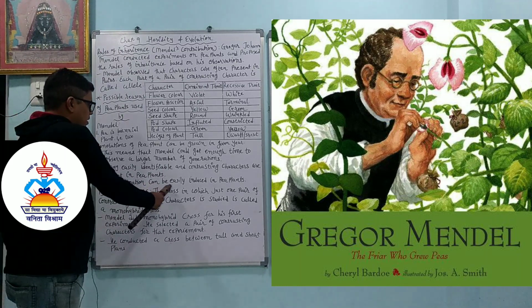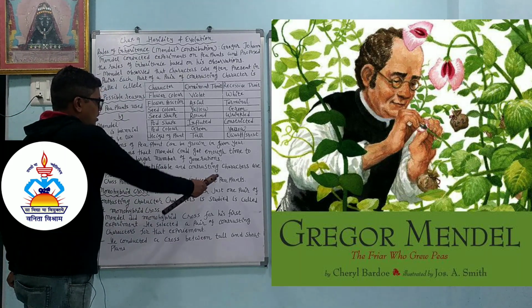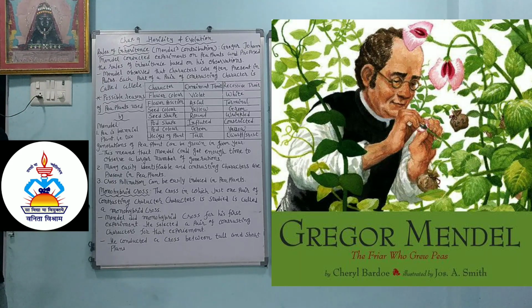Cross pollination can easily be induced in pea plants. Cross pollination is very easily induced in the pea plant. Like we can take one pea plant which is tall, and we can take another plant which is what? Very short. So cross pollination is very easy.